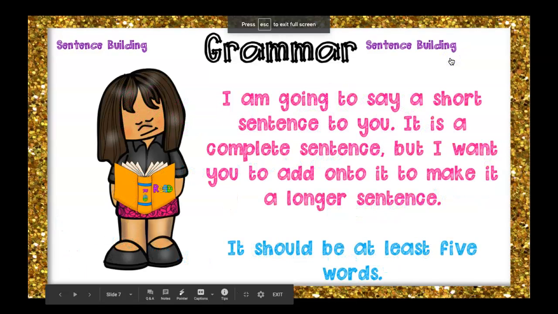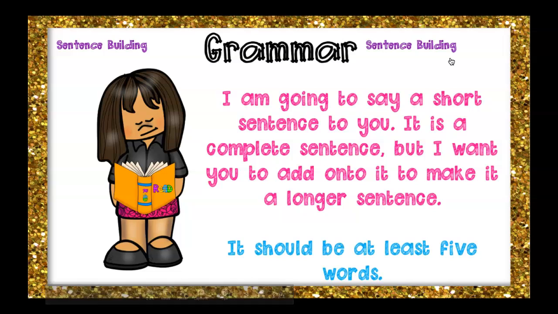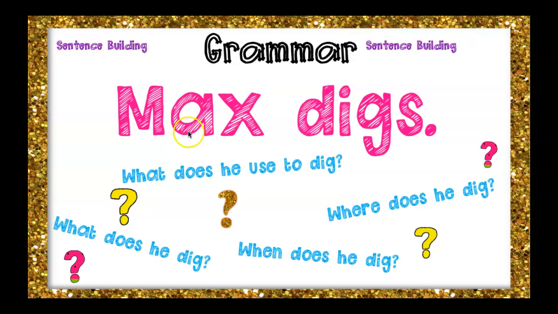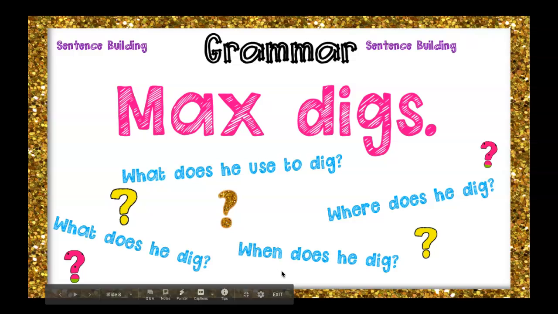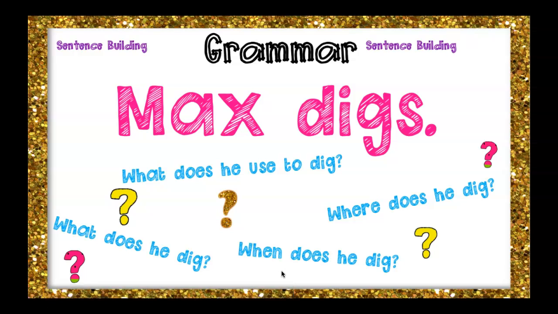Okay, so I'm going to give you a short sentence, and it's a complete sentence, but I want you to add words to make it a longer sentence, to add some details. So can you make this sentence longer? Max digs. How can you build on that sentence? Maybe you can tell the reader or tell me what he uses to dig, where he digs, when does Max dig, or what does Max dig. For example, Max digs in the dirt.